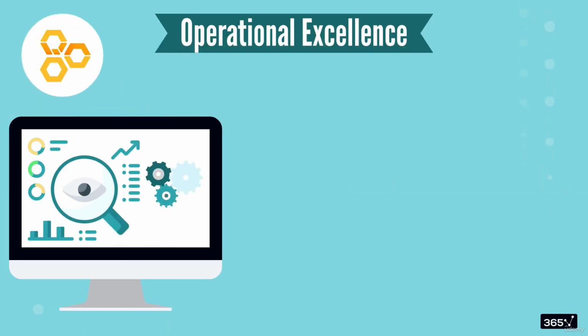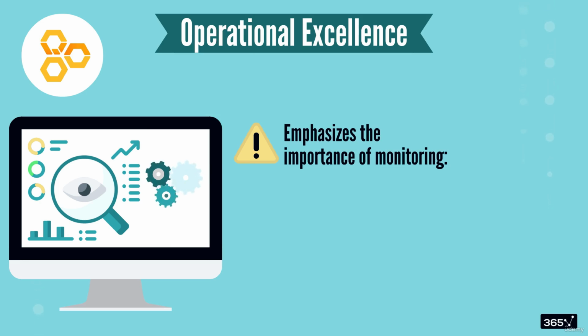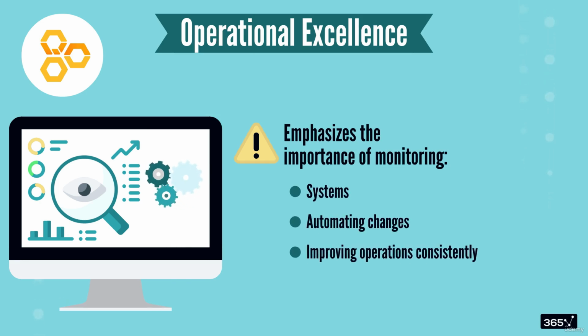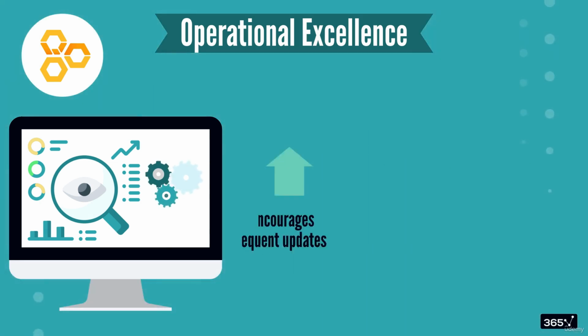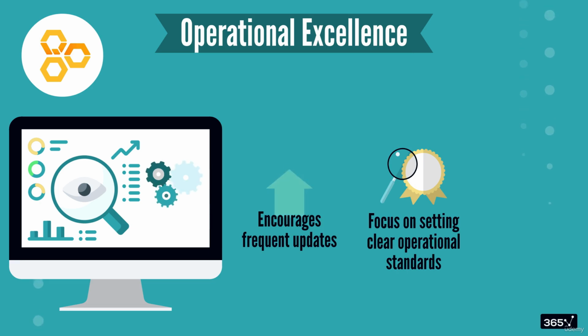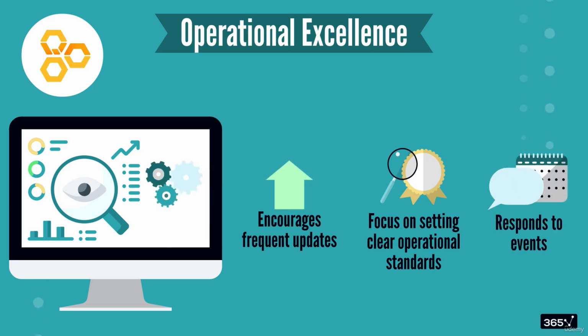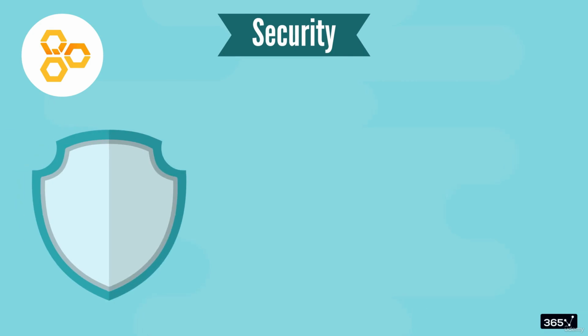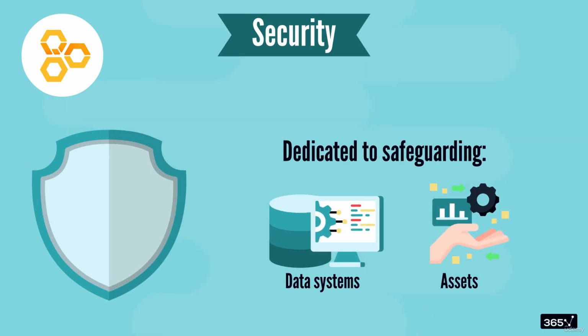1. Operational excellence. This pillar emphasizes the importance of monitoring systems, automating changes and improving operations consistently. It encourages frequent small, reversible updates to reduce risk while focusing on setting clear operational standards and responding effectively to events.